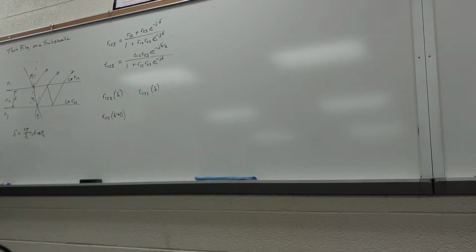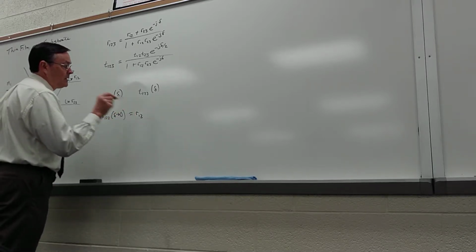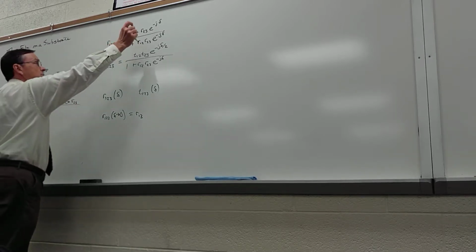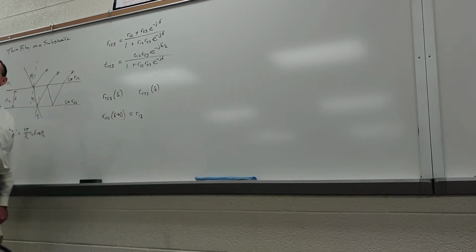How can delta go to zero? Well, usually it's if D goes to zero, which is the same thing as saying I don't have a film. So what would the reflection coefficient be in that case? R13. And you can verify that's the case by plugging in for R12, R23, delta, let delta go to zero, do the algebra, and you will get back R13. You can do that for the S case, you can do that for the P case.